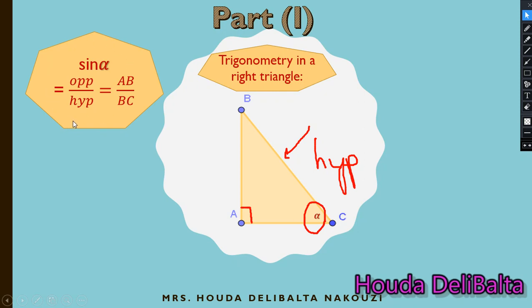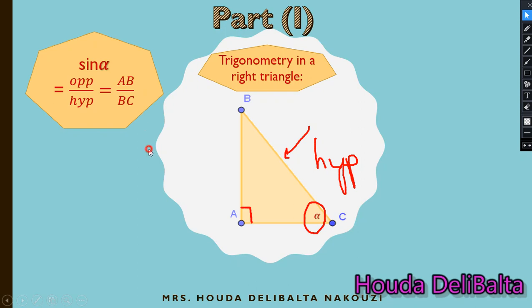It is equal to the measurement of the opposite side, which is here, AB. What do I mean by opposite side? It's the side facing the angle I'm talking about, over the hypotenuse. And here is the hypotenuse, which is, as you know, the longest side in any right triangle. So if I substitute the sides, it is AB over BC. And whenever I have numbers, I can just substitute numbers and get the answer.